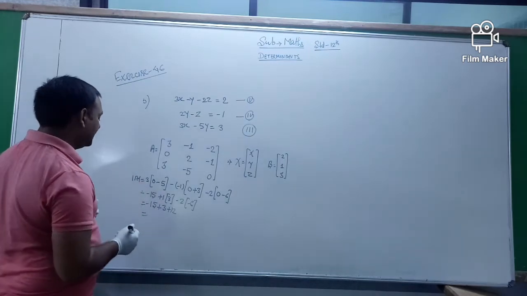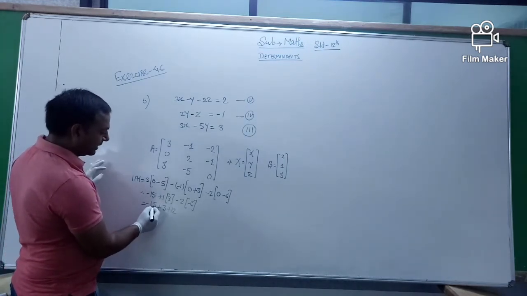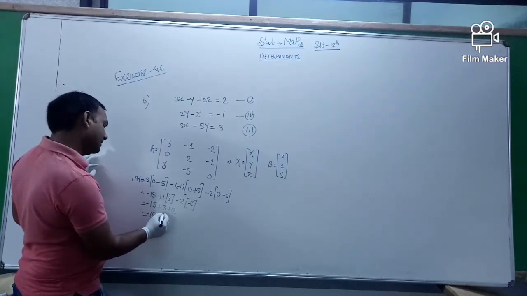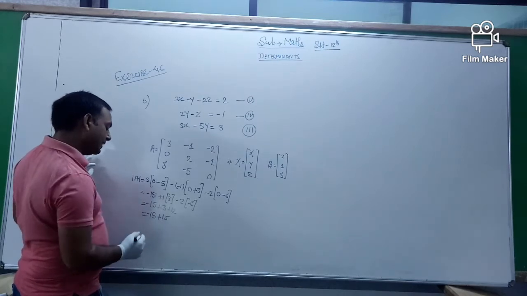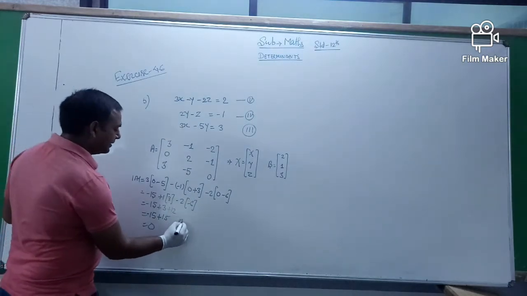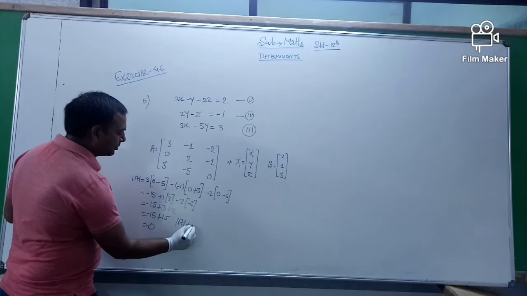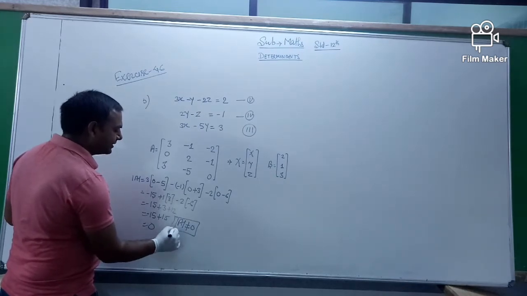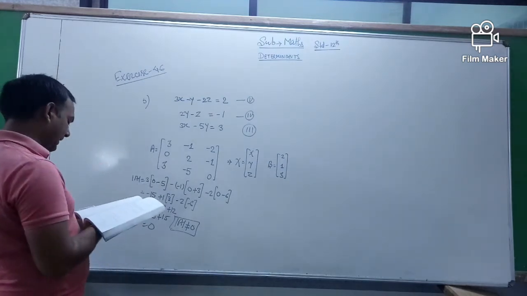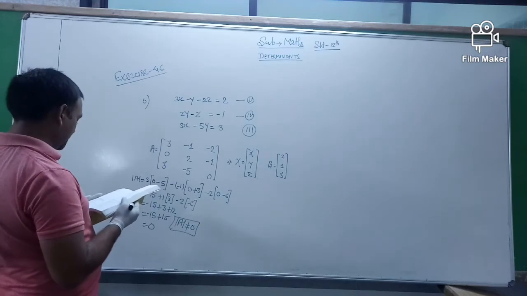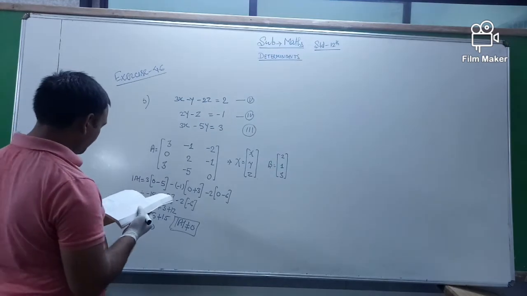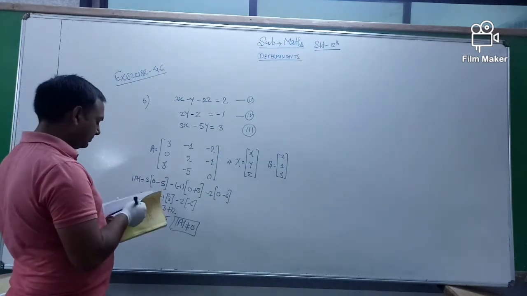Then here you see that minus 15 and it is also minus 15. So minus 15 and plus 15. Therefore that is equal to 0. So you can say mod A is equal to 0, so the inverse of the matrix does not exist. You cannot find the solution of that equation, because mod A is equal to 0.